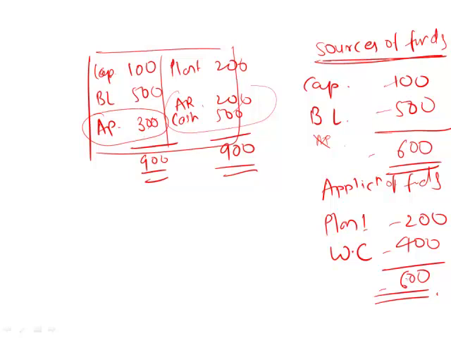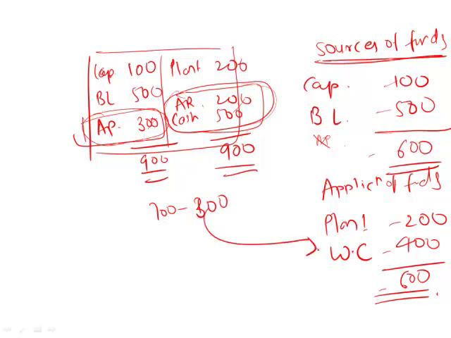Are we clear? How do we arrive at the 400 figure? Current assets 700, current liability 300, 700 minus 300 is your working capital 400. Are we okay with this? So now we are all set.